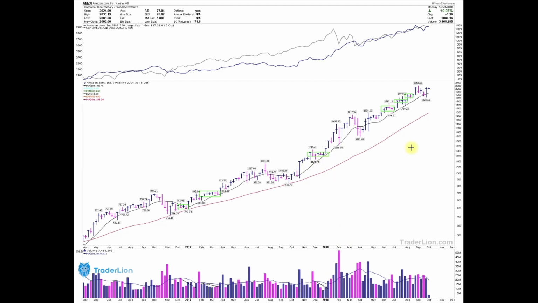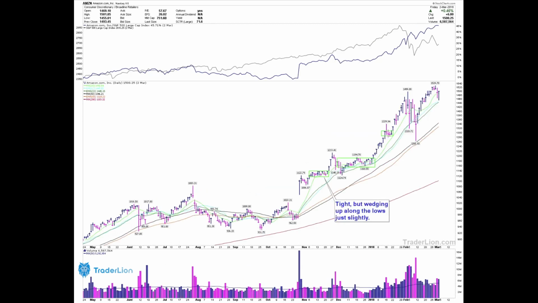So we've got a few areas of tight action marked here, and I simply marked it because it's another example of Amazon's organized, solid stair-step pattern, respecting its 10-week moving average and just marching along constructively to highs, not to mention it's an extremely liquid big leader with enormous earnings. Let's go ahead and take another quick look.